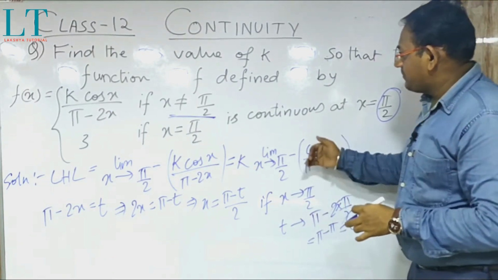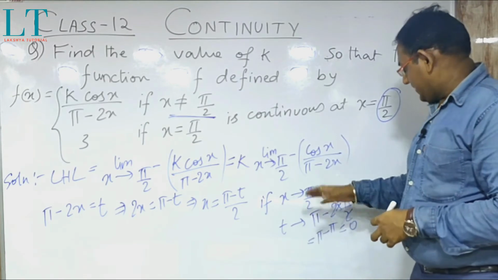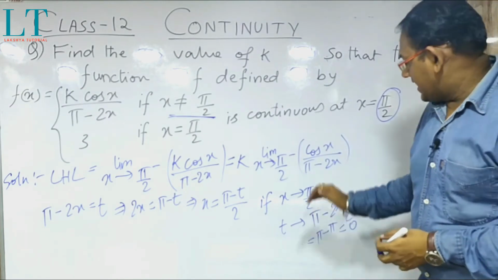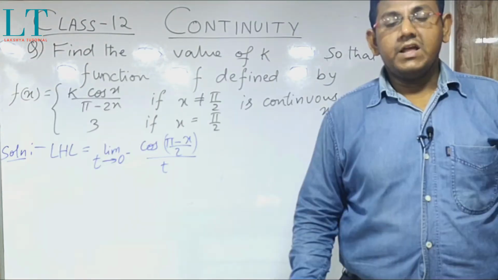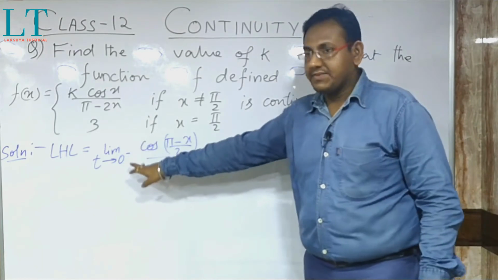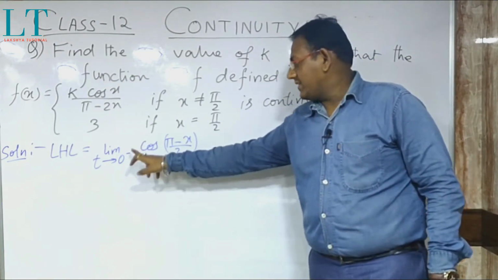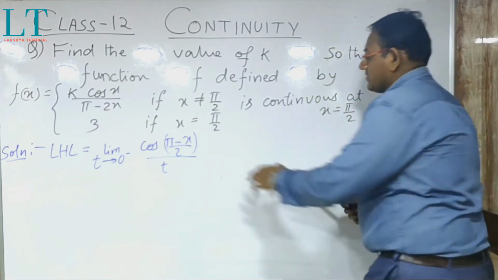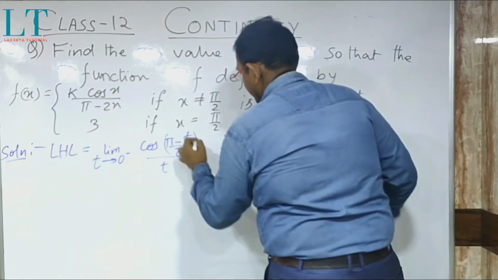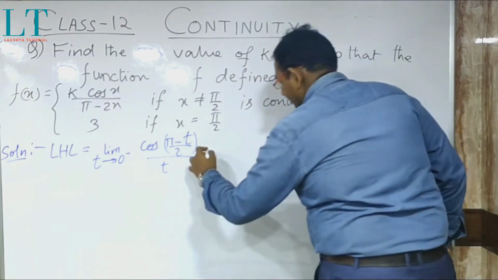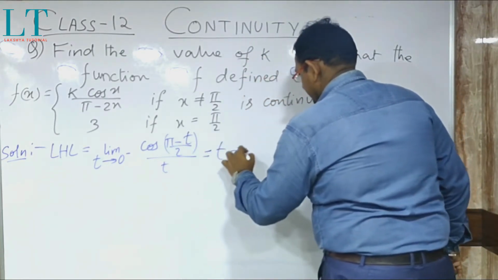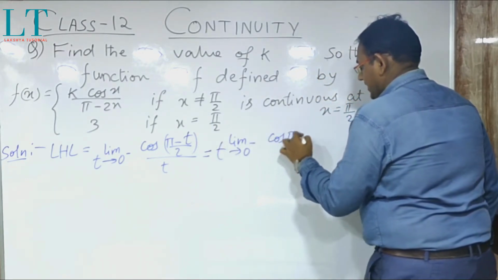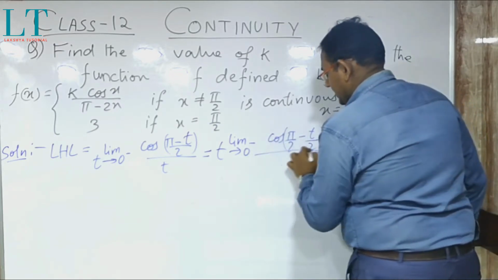So the first thing is to simplify this part. Now let us simplify this particular part. We already understood the substitution part. Let us substitute and see. Now after substituting, we are getting the left hand limit as t tends to 0 negative limit, cos of (pi minus t) by 2 divided by t. So it would be (pi minus t) by 2 divided by t. Now if we separate the terms, t tends to 0 negative limit, we can write this as cos of (pi by 2 minus t by 2) divided by t.